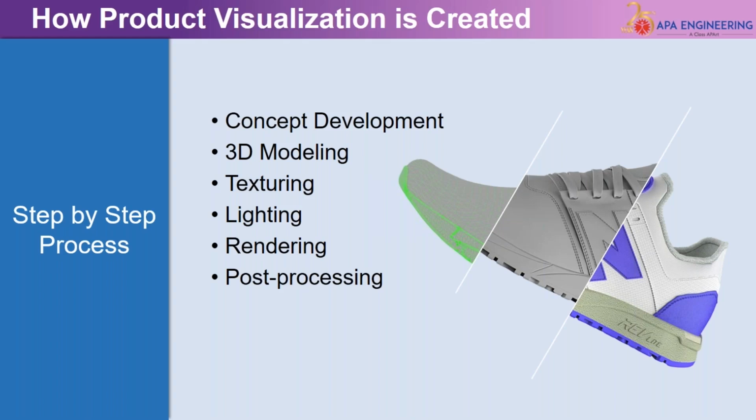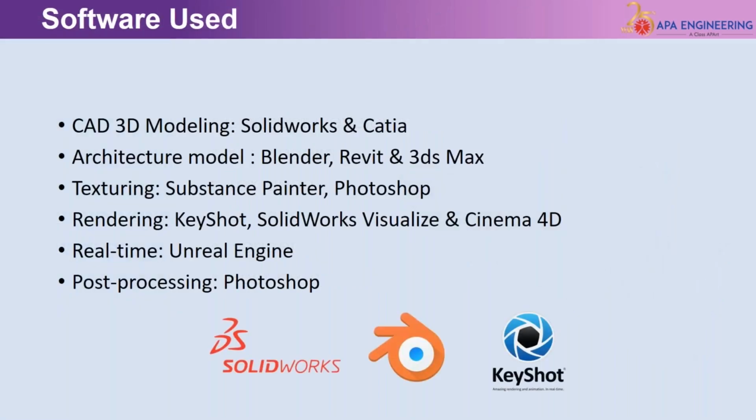or even the small details are adjusted using software like Photoshop. So for 3D modeling, generally people use, and trusted by professionals in this industry, are SolidWorks and CATIA. There are many other software in the market which support the process, but these are widely used. For architecture models, Blender, Revit, and 3ds Max are used.